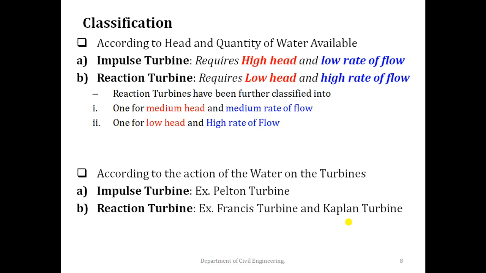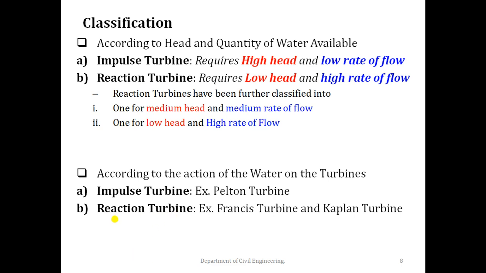As water flows over the vanes of the turbine, the pressure is atmospheric from inlet to the outlet of the turbine. Coming to the reaction turbine, in case of reaction turbine, the energy available at the inlet of the turbine is a combination of pressure energy as well as kinetic energy.